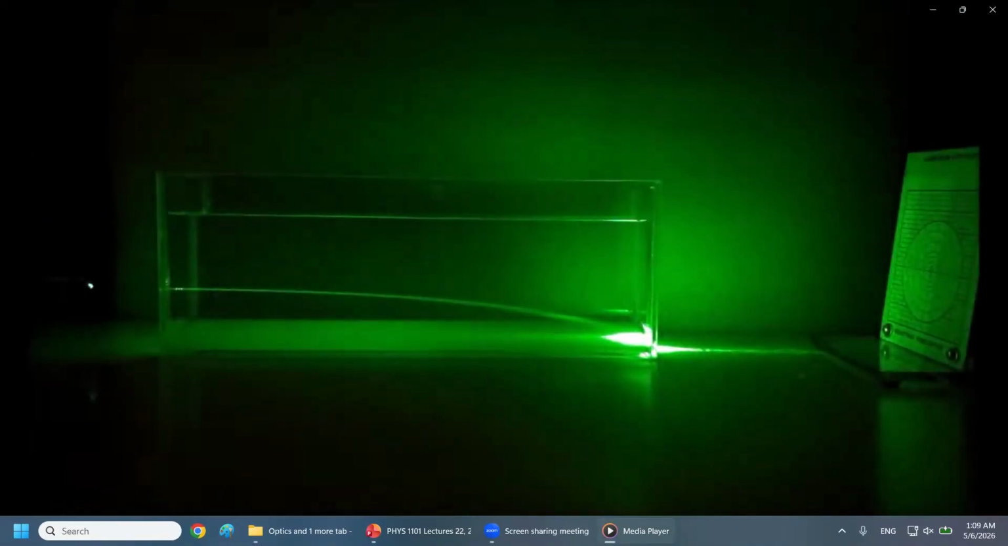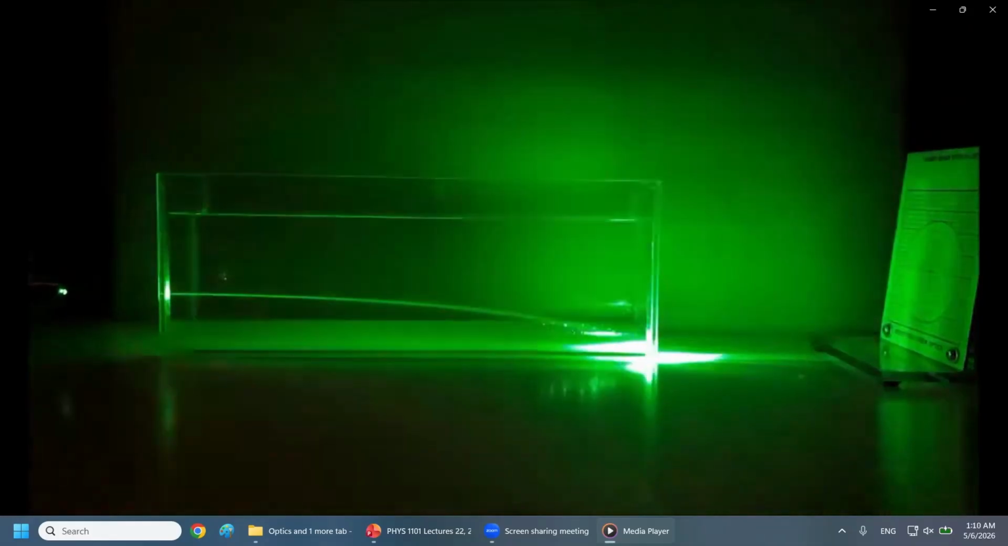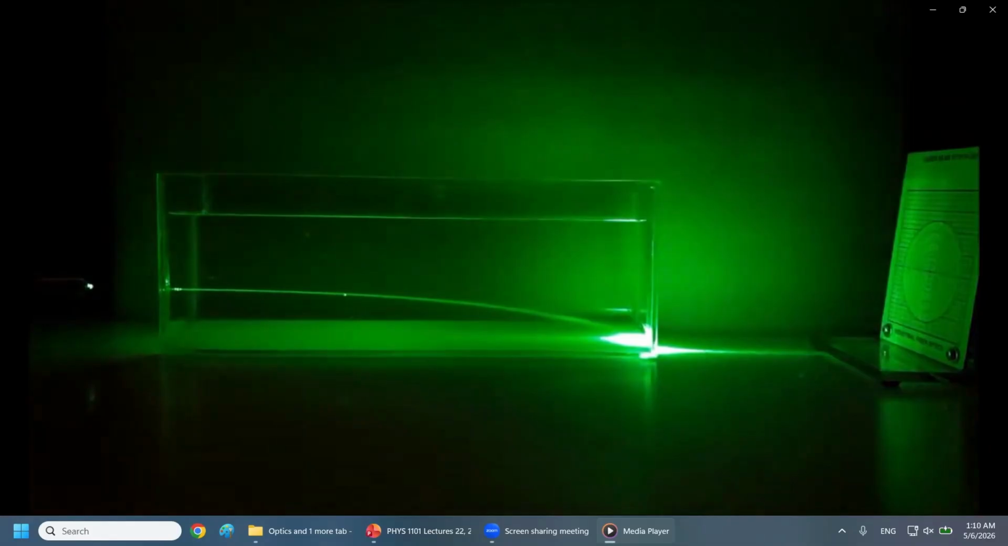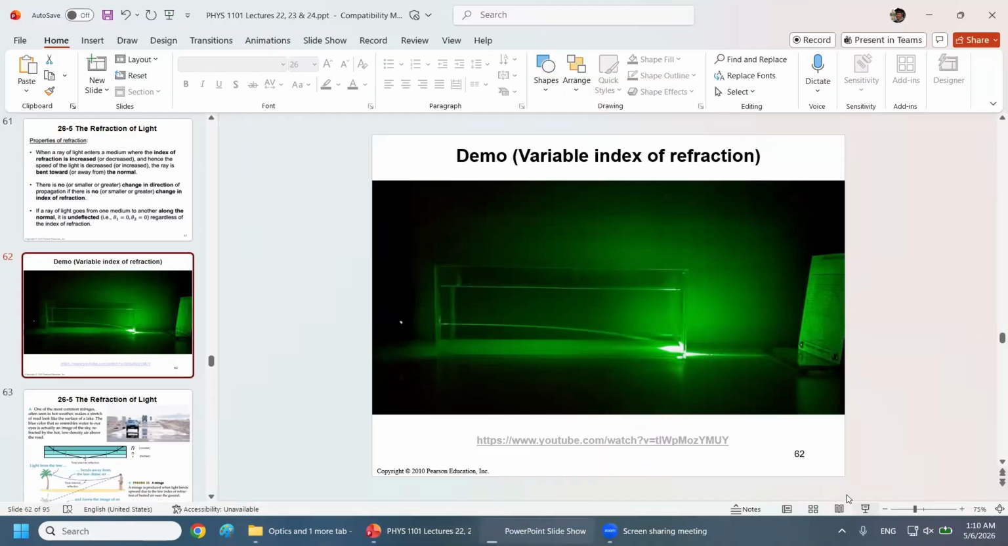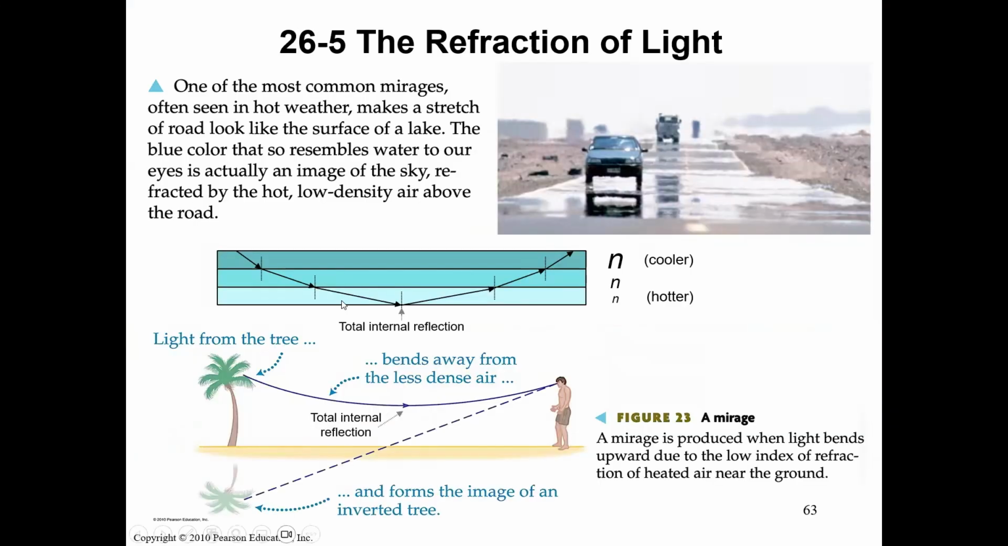We see that the light ray actually bent towards the normal in the more dense solution, or in the larger index of refraction n. So this is the application of Snell's law inside a medium with a variable refractive index.